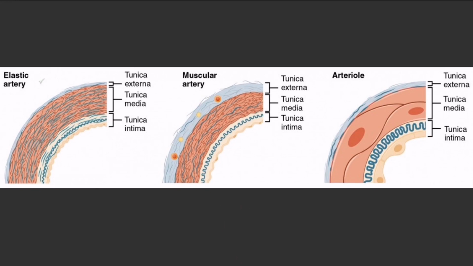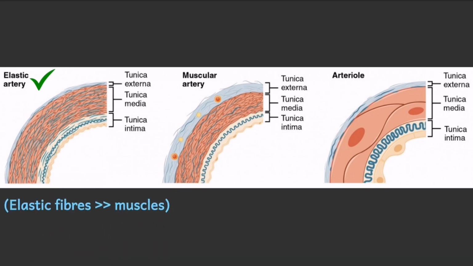The first is an elastic artery. Really, the difference among the three types of arteries lies in the composition of their tunica media. The tunica media is made up of smooth muscle cells and elastin fibers. Whether you are one of the three depends on the composition, whether the elastic fibers are more than the smooth muscles or not.